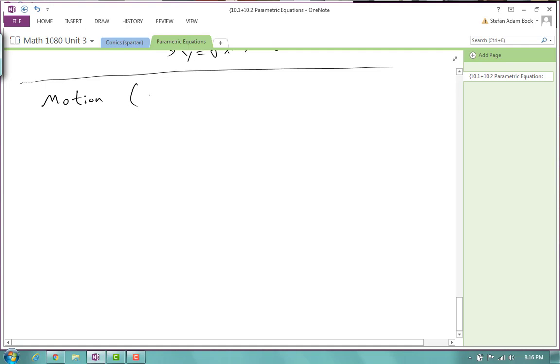In particular, component motion. If different components of your motion operate independently of one another, then you can simply combine them using separate sets of parametric equations. They kind of compose and just add together. So the example I'm going to do is the cycloid, which is the same thing as tracing a point on a wheel as it rolls along the ground.